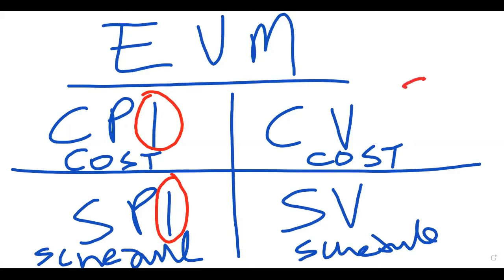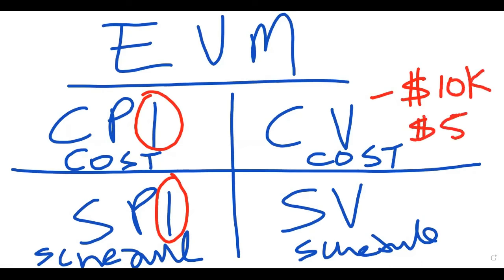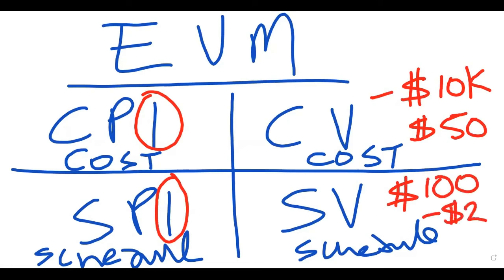On the flip side, when it comes to the variance related metrics, the cost variance is a number. So it could be a minus $10, or it could be a minus $10,000, or it could be a plus $5 or a plus $50 and so on. Schedule variance, same thing. It's a dollar amount. So it could be a plus 100, it could be a minus 2 and things like that.